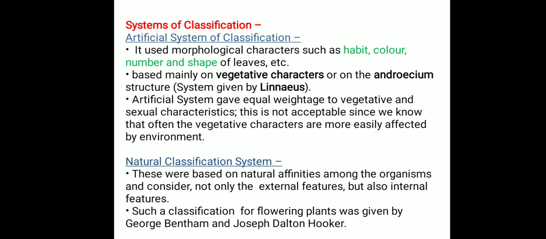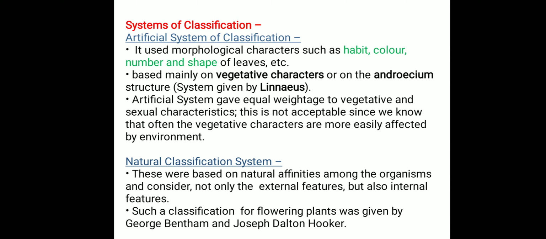Let us look at the various systems of classification. Artificial system of classification. It uses morphological characters such as habit, color, number and shape of leaves, etc. It is based mainly on vegetative characters or on the androecium structure, that was the system given by Linnaeus. Artificial system gave equal weightage to vegetative and sexual characteristics. This is not acceptable since we know that often the vegetative characters are more easily affected by environment.